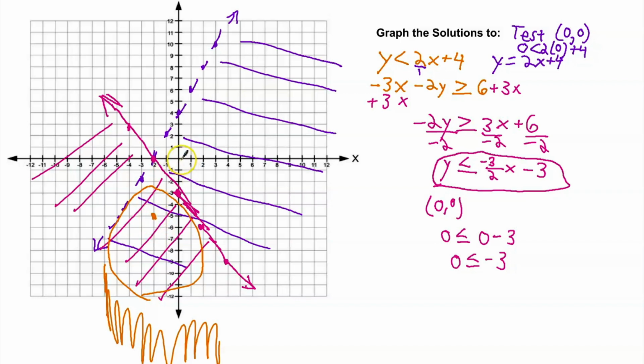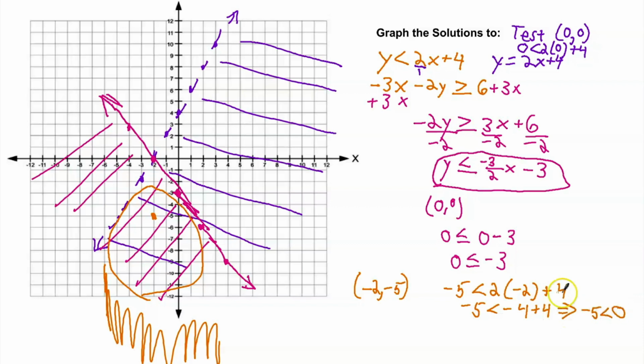All right, so we'll do the point (-2, -5). If I plug (-2, -5) into the original inequalities, they should make both inequalities true. So I'll plug -5 in for y. I'm plugging into this right here, which is less than 2 times -2 plus 4. And that leaves us with -5 is less than -4 plus 4, which is a true statement, right? That's saying that -5 is less than 0. So that's true. So now we need to make sure that it's also true for the second inequality, and then we know that we've got the right region.